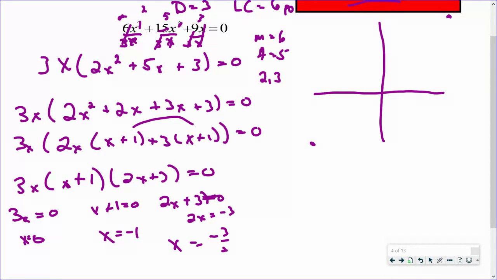So those are my targets. I go through 0, I go right through it. I go through -1, and I go through -3/2. All these are throughs because they're only showing up once. So up, down, back up again. There you go. Okay, really similar to what we did the day before. The difference is we have much more challenging factoring going on.